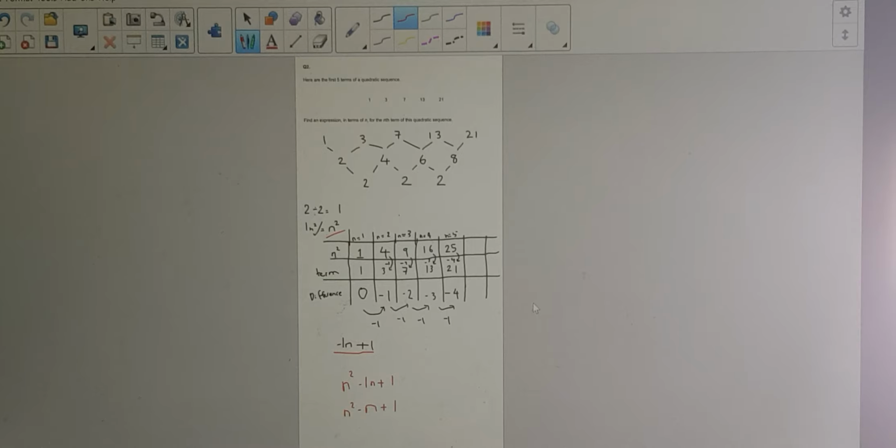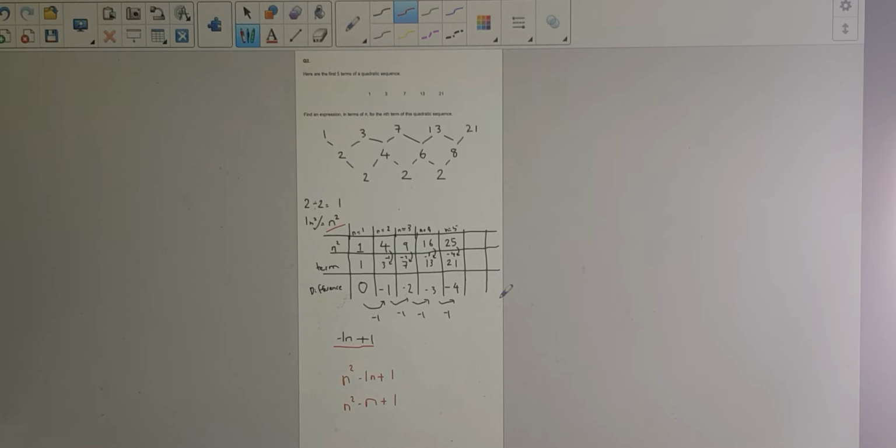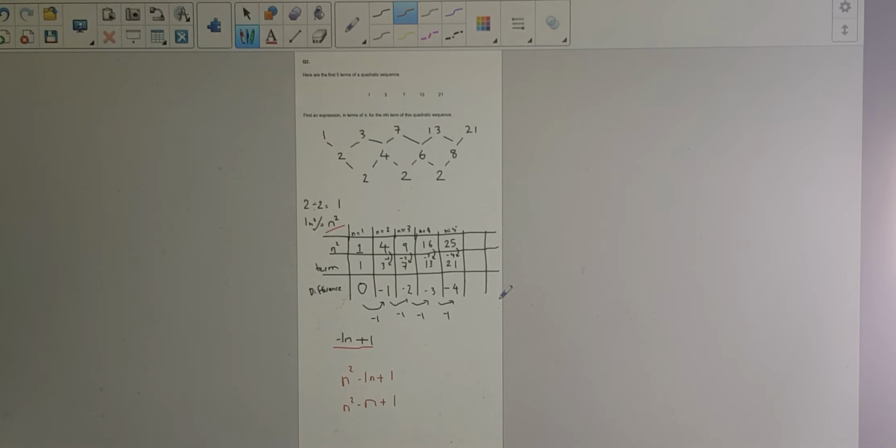Worthwhile practicing, guys. It's easy enough if you just Google nth term of quadratic sequences, or just put quadratic sequences and it'll probably come up with some nice questions. In the event that you would like more questions, please contact me.